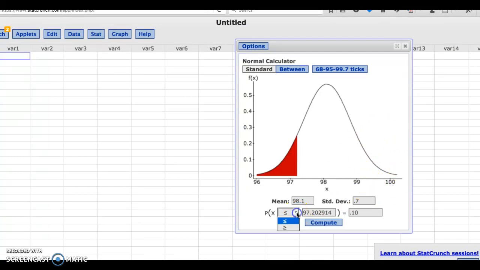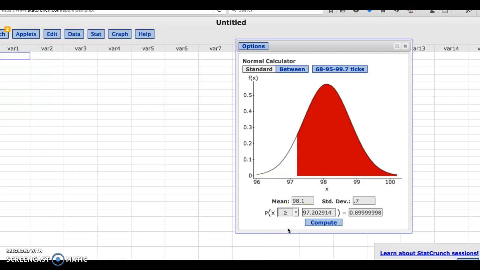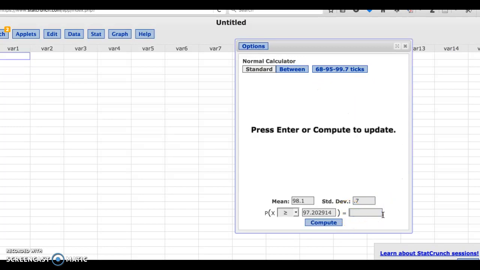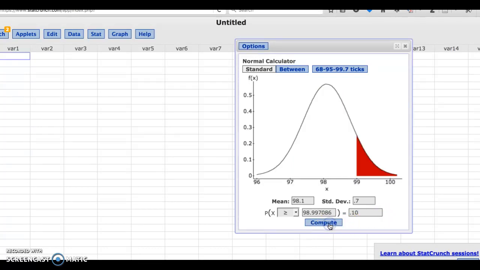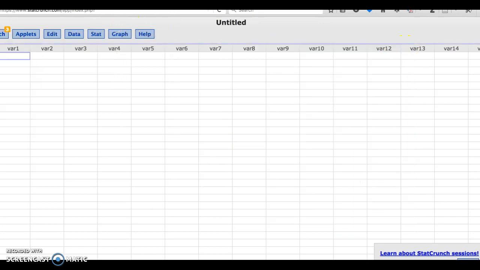So you might say, well, what happens if I just change this? Well, if I change this, now this is too big. So I have to come here and go, wait, what I really want the area to be is 10%. And now let's see what this looks like. So this would be the top 10% of the distribution, and the correct answer is 98.997, or in other words, 99 degrees. So that was one problem I wanted to go over with you.